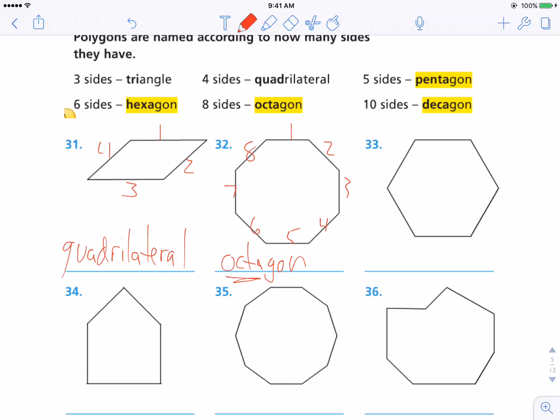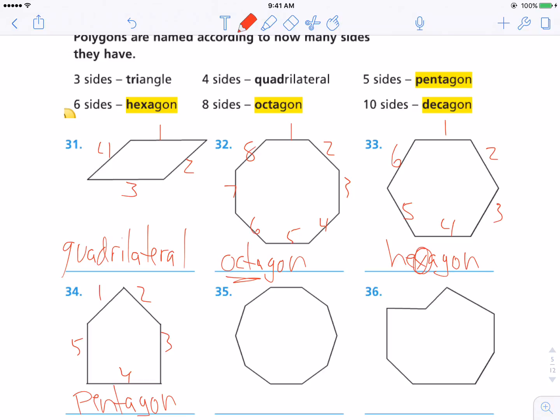Number 33 is a hexagon. Hexa meaning 6 sides, 1, 2, 3, 4, 5, 6. A way to remember that is 6 and hex both have that X sound in them. 34 is a pentagon, a different looking pentagon, with 5 sides, 1, 2, 3, 4, 5.